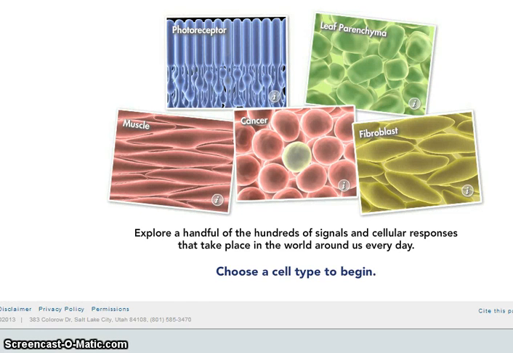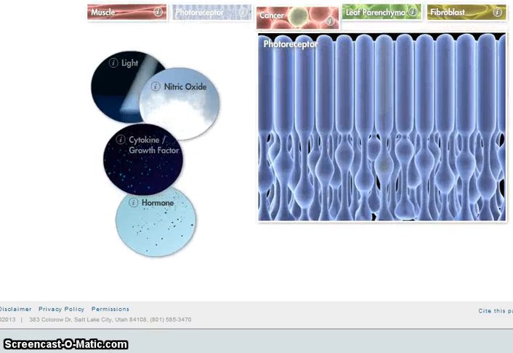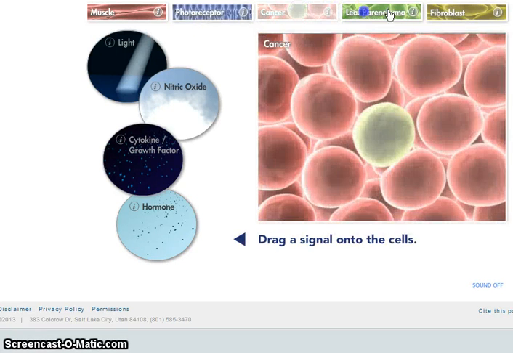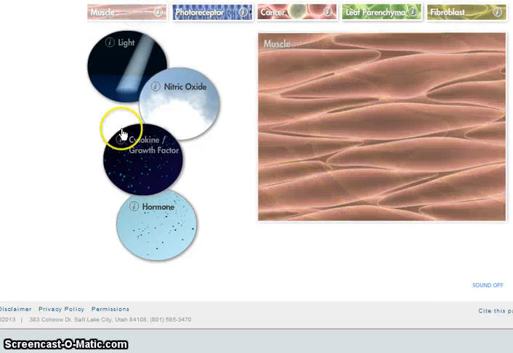Let's start with cell signals. So I'll choose photoreceptor. It is effective because after choosing cell, all five choices become mini tabs, and the user can easily navigate all through the others like that.